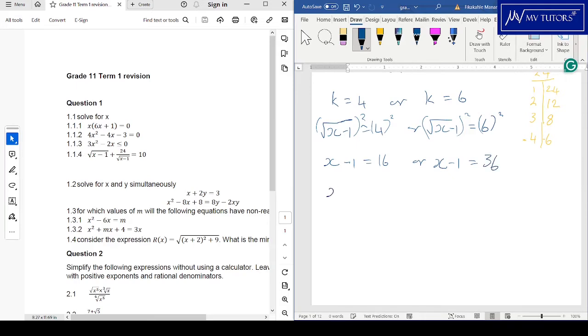Then finally, if I take that x on one side, I take that minus 1 to the other side, it becomes positive, then it's 1 plus 16, which is 17, or x is equal to 36 plus 1, which is 37. These are the final answers. So we use the k method to solve here. I hope you do remember it from grade 10, but let's go over now to question 1.2.